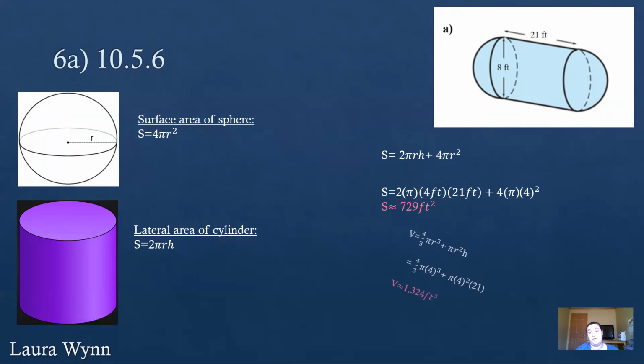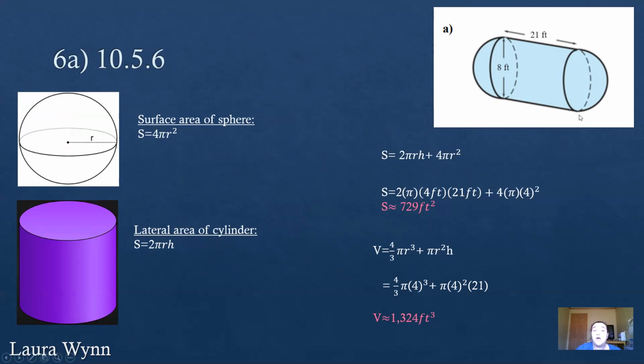Now we need to figure out our volume. So the volume of our object is 4/3 pi r cubed plus pi r squared h. You plug in our numbers for our letter variables and work it out, and that gives you an approximate volume of 1,324 feet cubed.